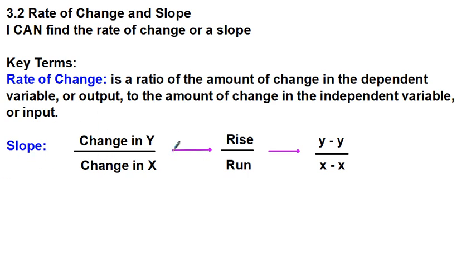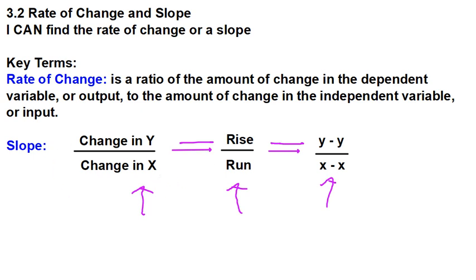Change in y and change in x for slope is also the same thing as rise over run, which is also the same thing as y minus y over x minus x. All three of these are the exact same thing. This means this means this. So these can even be equal signs if we want them to be. These are three different ways to talk about slope. And we'll get into that right now.